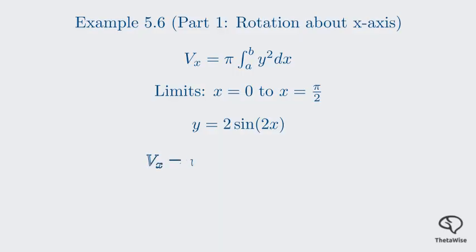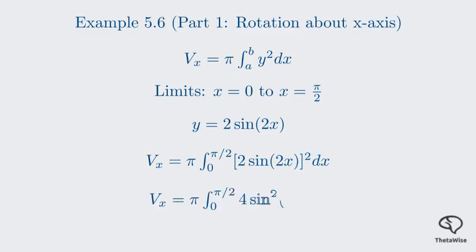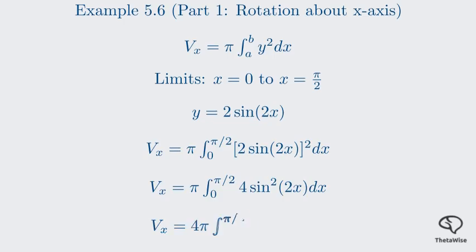So we substitute our function and limits into the formula. Remember to square the entire function, 2 sine 2x squared. Squaring gives us 4 sine squared of 2x. We can pull the 4 out of the integral. Now we need to integrate sine squared of 2x.